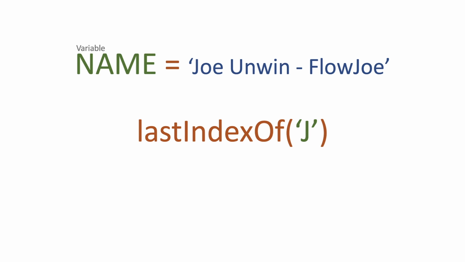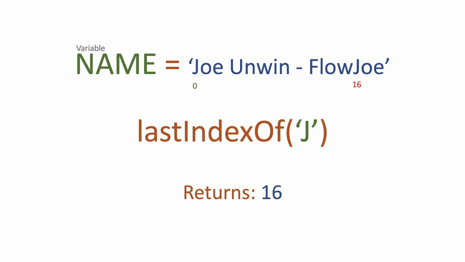Now we're expecting a return value from this, the actual index of the last J. Now, if the first J begins at 0 and the last J ends at 16, then we're going to expect a return value of 16 then. So ultimately, the last index of J from this variable, Joe Unwin-Flow Joe, will be 16.